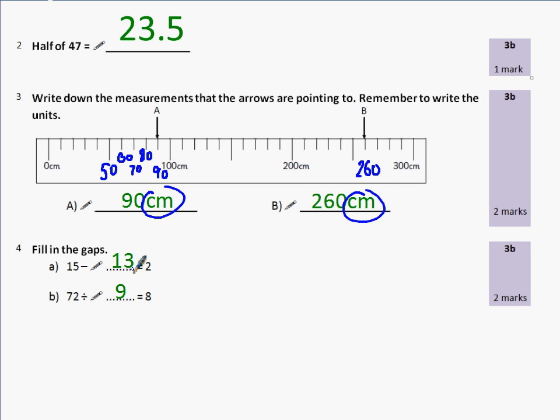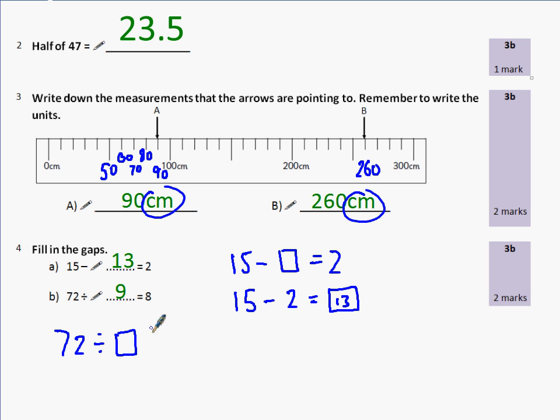15 take away 13 is 2, and 72 divided by 9 is 8. Not sure what to do? Think of it as doing the opposite. If you know that 15 take away something is 2, then you know that 15 take away 2 equals that something, which is 13. And for this one, if you know that 72 divided by a number is 8, then 72 divided by 8 is that number. And of course that must be 9.